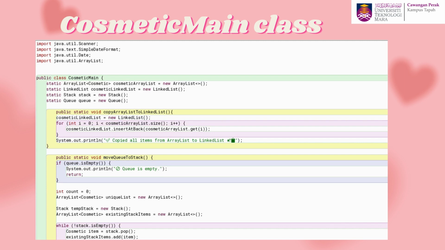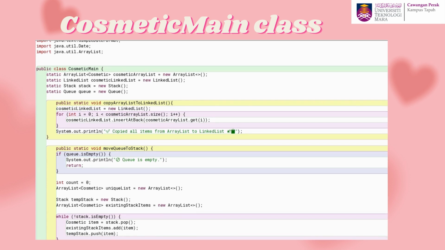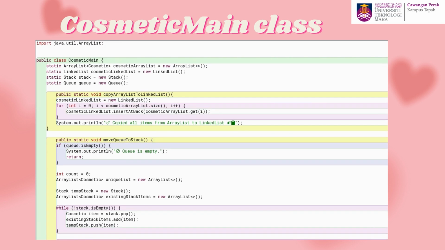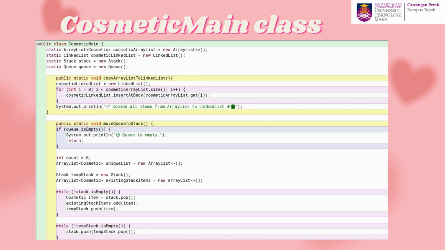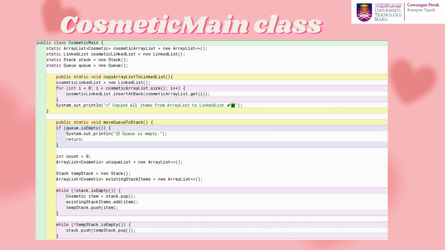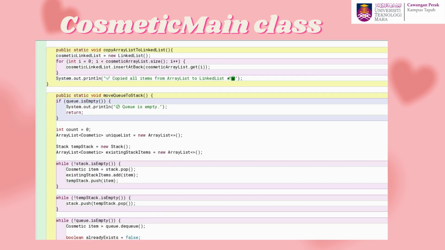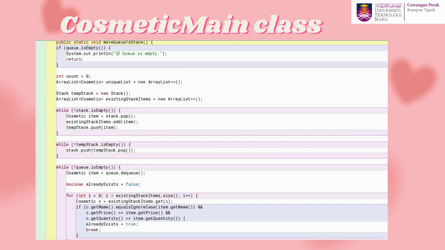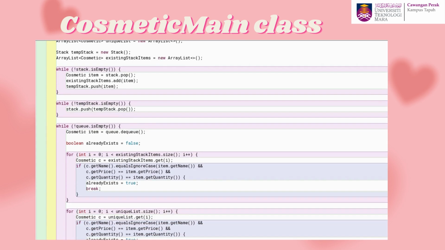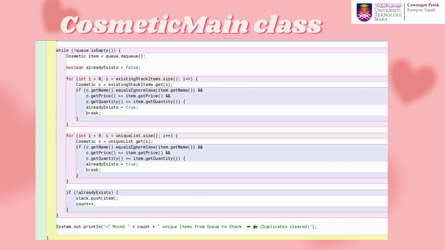In the declaration of main data structures, these 4 structures are used to store products. Each one will be used differently: ArrayList for storage, queue for order, stack for reverse, linked list for display. The copy ArrayList to linked list method copies all items from the ArrayList to the linked list to help with structured display. The move queue to stack method transfers all products from the queue to the stack. Useful for showing reverse order of processing.